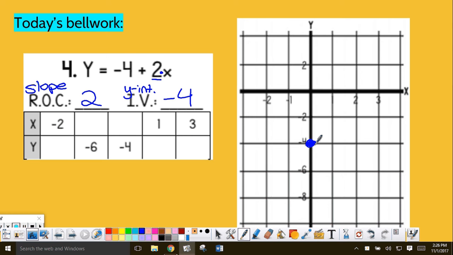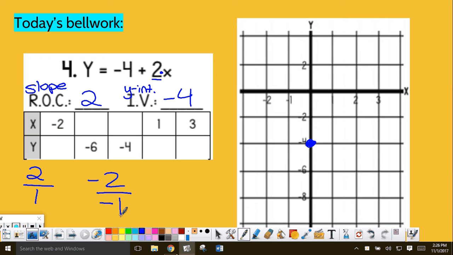If my rate of change is 2, yesterday we talked about different methods of writing the slope of positive 2. What is one way that I can write that? 2 over 1, or negative 2 over negative 1.